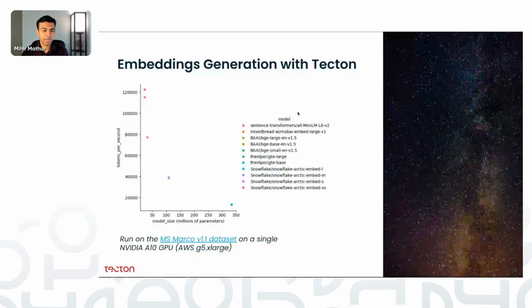So here's a very quick benchmark. We're probably going to make more benchmarks, but this is an early one that we ran on this open source Microsoft Marco V1.1 dataset on just a single NVIDIA A10 GPU. And it shows you for different models what was the tokens per second. So this is the smallest model that we have, all mini LM. And we are running 120,000 tokens per second, which is like a really, really fast embeddings inference speed. And even for larger models like the Snowflake Arctic embed, the model performance is several thousands of tokens per second.